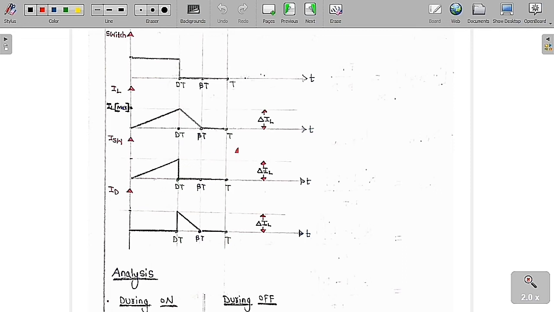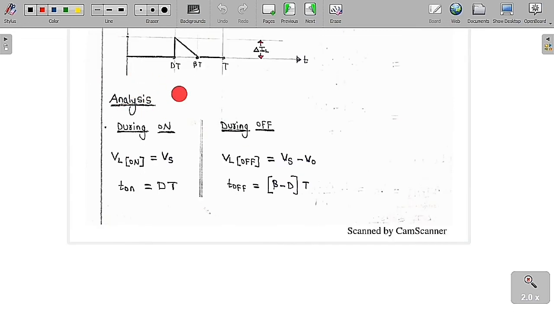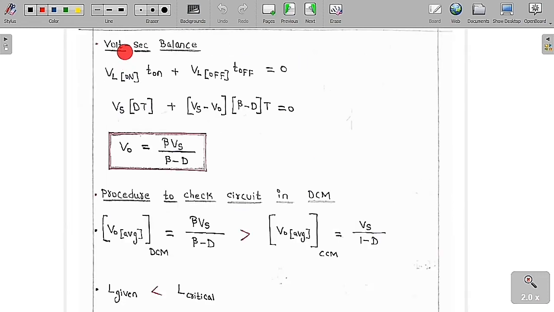So we are going to analyze these graphs. During the on time, when the chopper or switch is on, the voltage across the inductor is equal to the source voltage, and T on is equal to D into T. Whereas during the off time, when the switch is open, VL off is equal to Vs minus V0 and T off is equal to beta T minus DT, which is (beta minus D) into T. Now we are going to apply the voltage-second balance, meaning the average value of the inductor voltage is always equal to 0. Therefore VL on into T on plus VL off into T off is equal to 0.